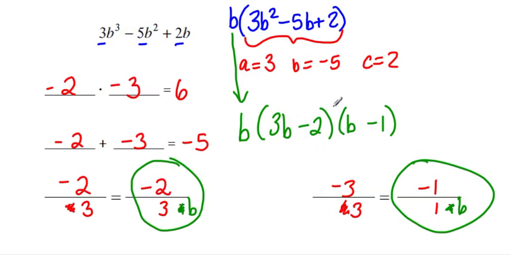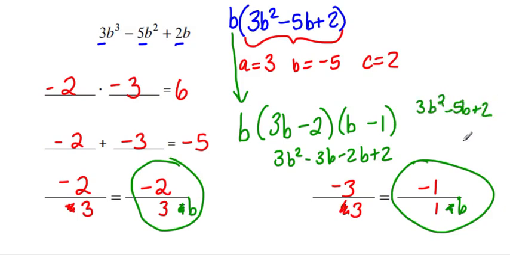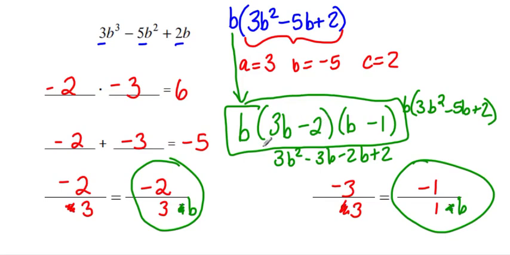So now if I FOIL this out, let's FOIL the binomials first. I'm going to get 3b squared minus 3b minus 2b plus 2. And that would go to 3b squared minus 5b plus 2. And if I took a b through that, I would indeed get what I started with. So this is my answer, and I'm just asked to factor.